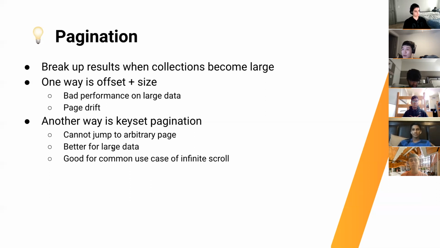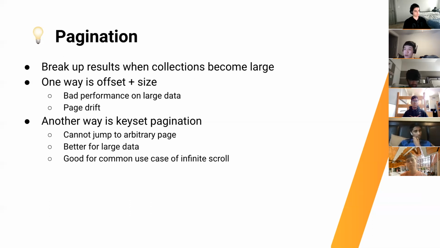And that's better for large data because you can just jump straight to the data without going through everything. The disadvantage is that you can't jump to an arbitrary page. So you can't say, hey, I want page 50, right? You would actually have to go through all the pages to get to 50.